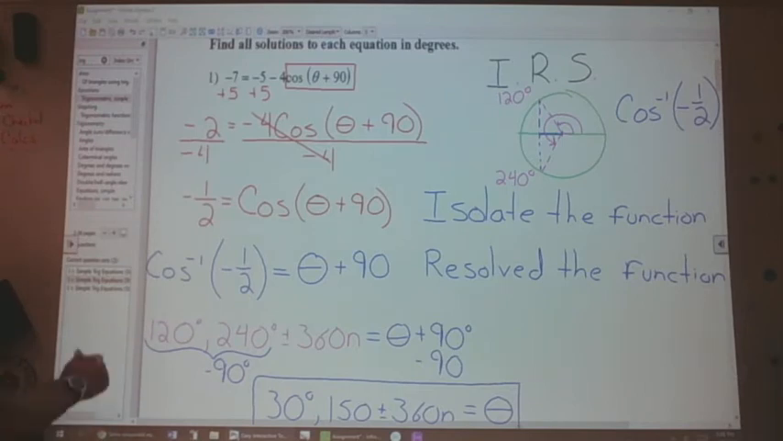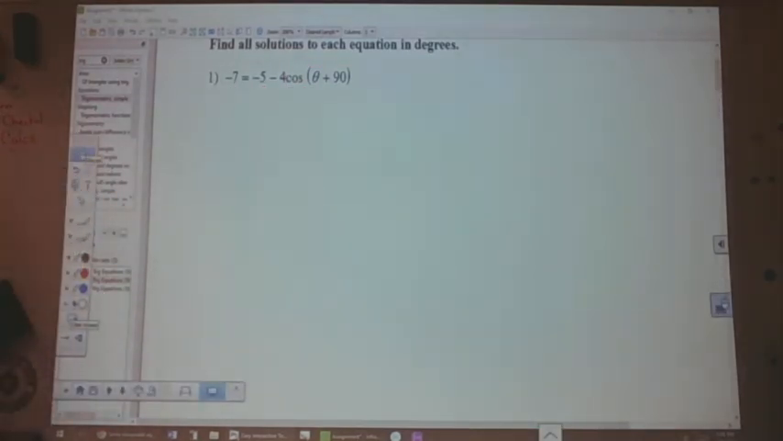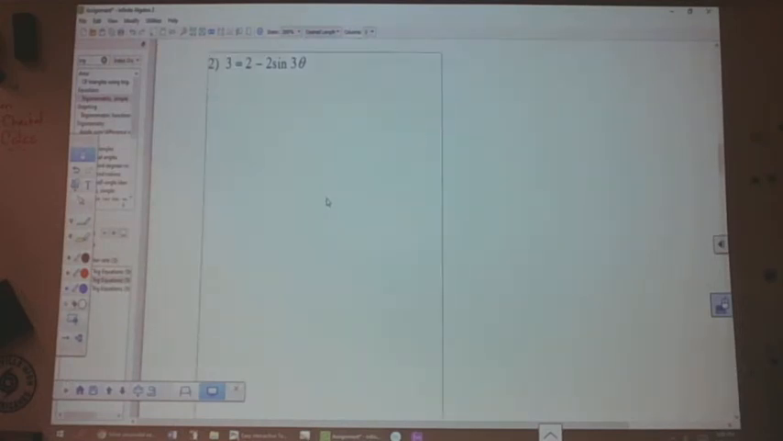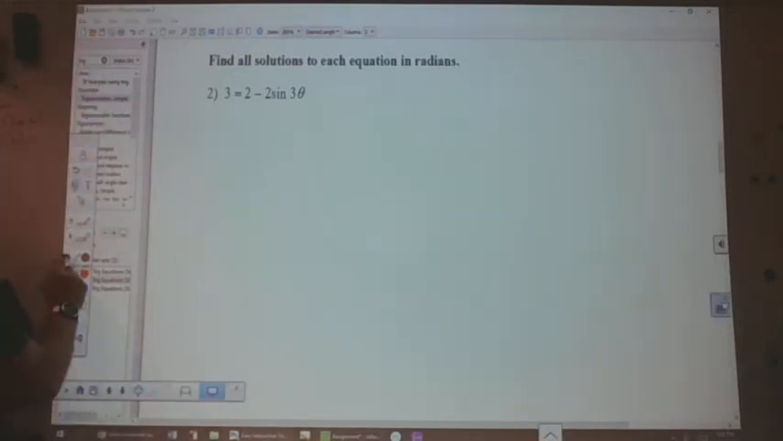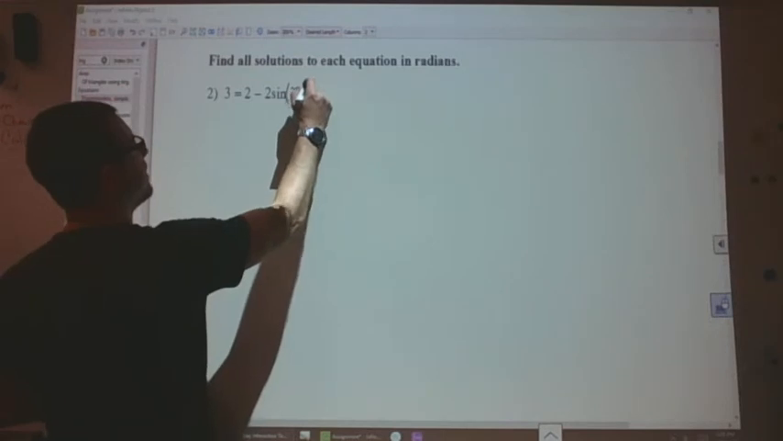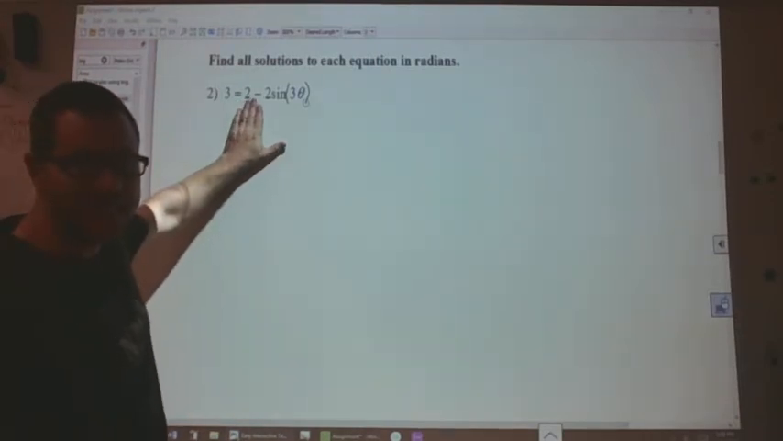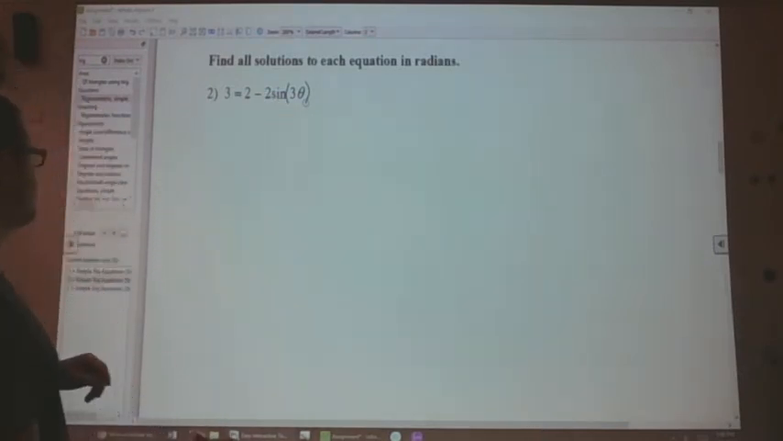Do one more. I'm going to scroll down to the same idea. Find all solutions, in this case in radians. So what's it in radians? And I'm going to add that, just so we know where it is. But we're going to do it the same way. Isolate, resolve, and solve. Here you have 3 equals 2 minus 2 sine of 3 theta.